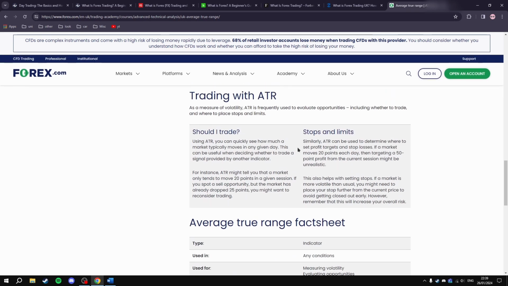Trading with ATR. As a measure of volatility, ATR is frequently used to evaluate opportunities, including whether to trade and where to place stops and limits. Should I trade?